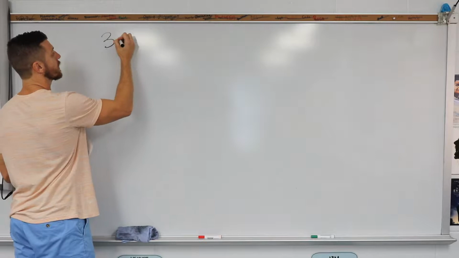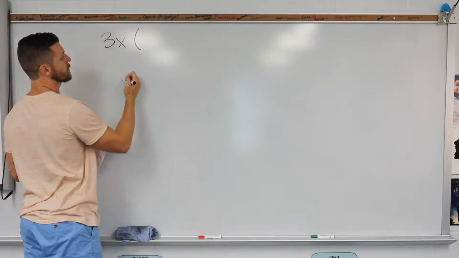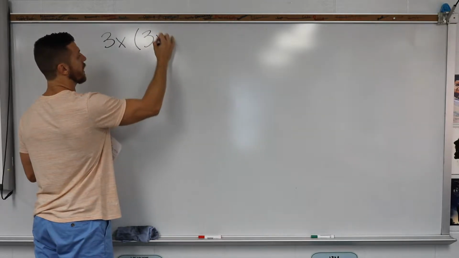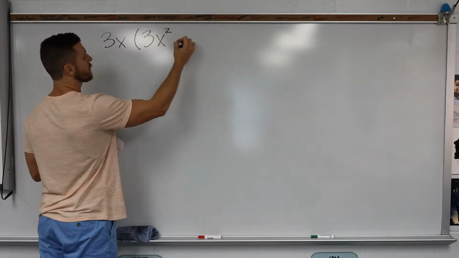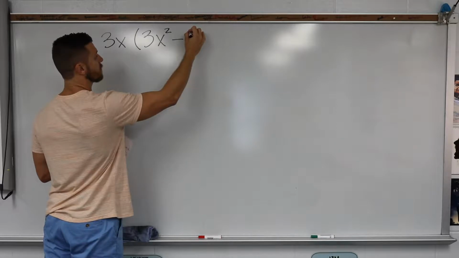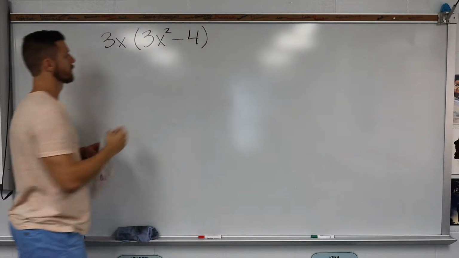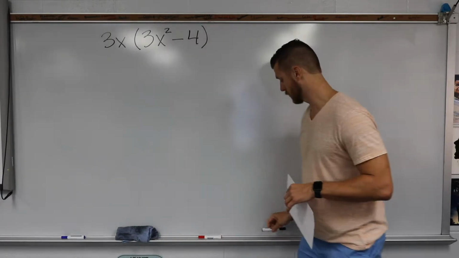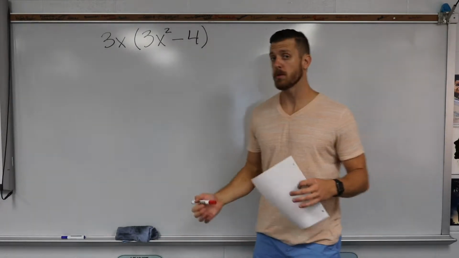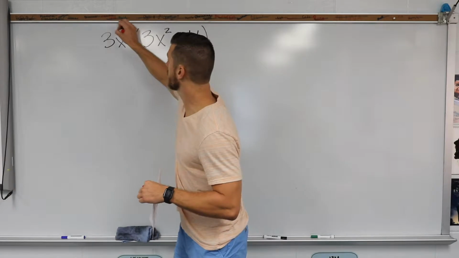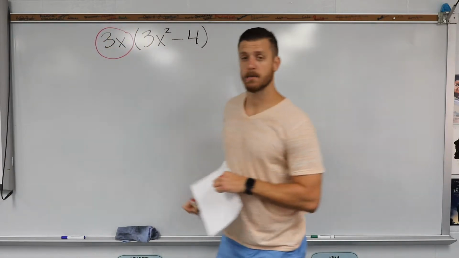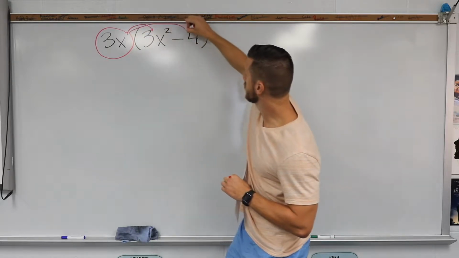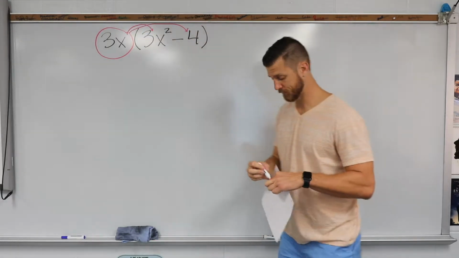Let's say we have 3x times 3x squared minus 4. What would you do? The distributive method says you would take this 3x, and you would multiply it to the 3x squared, but also to this minus 4.